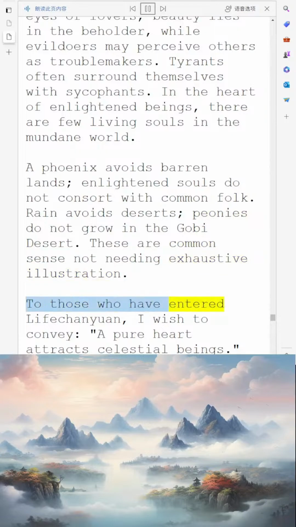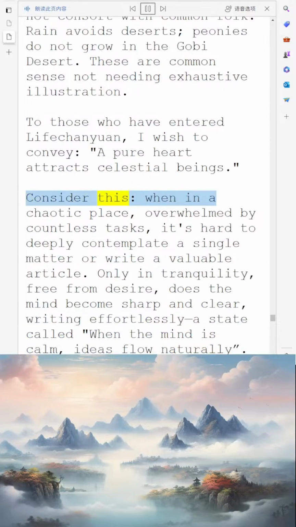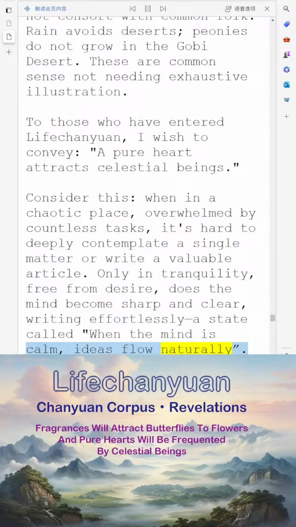To those who have entered life at Chanyuan, I wish to convey: a pure heart attracts celestial beings. Consider this. When in a chaotic place, overwhelmed by countless tasks, it's hard to deeply contemplate a single matter or write a valuable article. Only in tranquility, free from desire, does the mind become sharp and clear, writing effortlessly, a state called: when the mind is calm, ideas flow naturally.